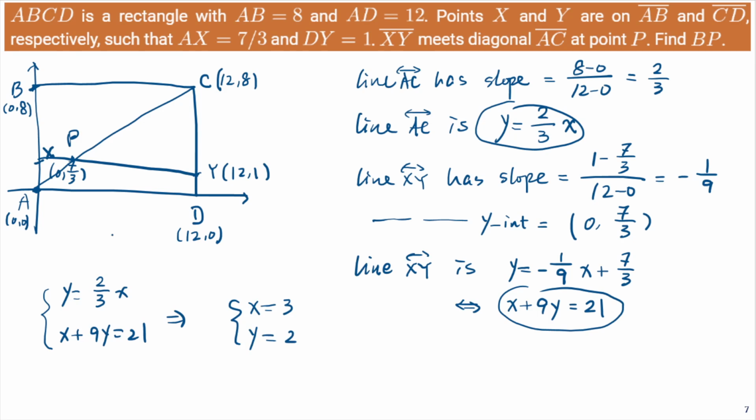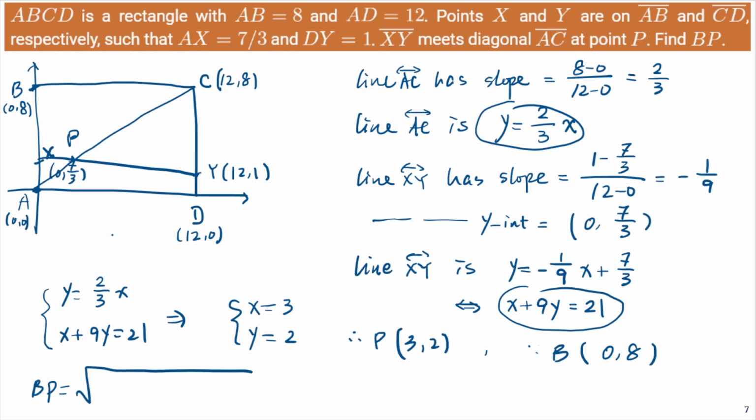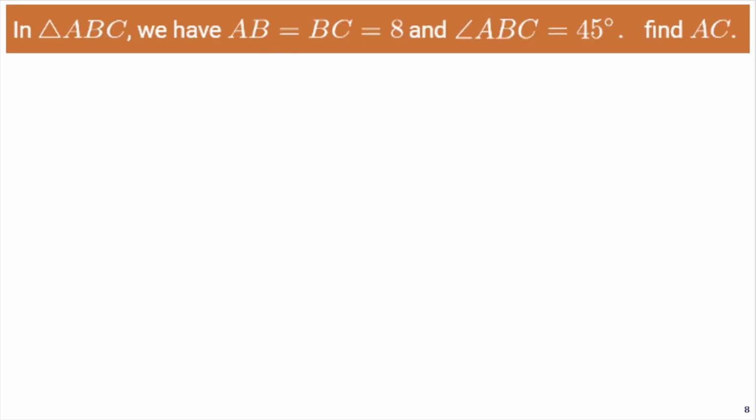You get it? And then point P has coordinates (3, 2). And point B has coordinates (0, 8). Then we have BP equals the square root of (3 minus 0) squared plus (2 minus 8) squared, and eventually this gives us 3 square root 5. Do you get it? Alright, if no questions, let's consider the next question.